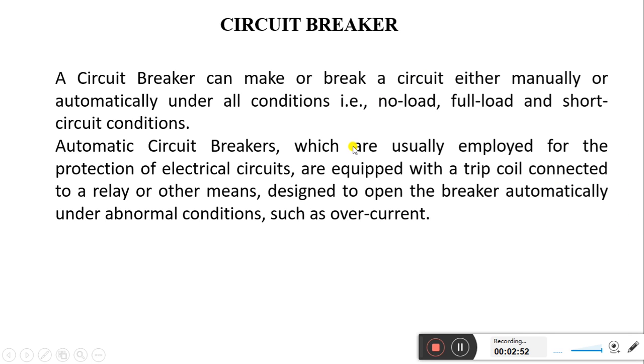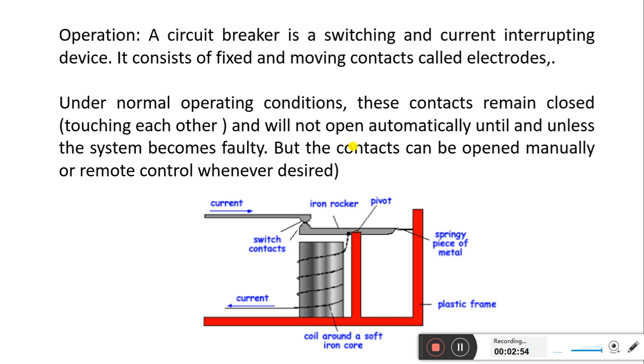Now let us see how this operates. A circuit breaker is a switching and current interrupting device. It consists of a fixed and a moving contact called the electrodes. Under normal operating condition, these contacts remain closed, that is touching each other, and will not open automatically unless the system becomes faulty. But the contacts can be opened manually or by remote control whenever desired.